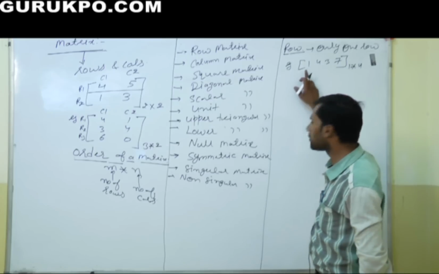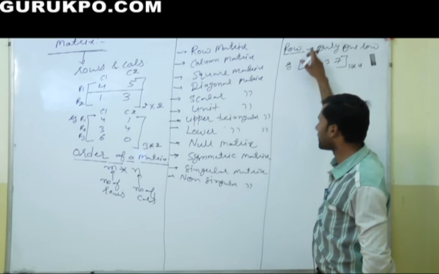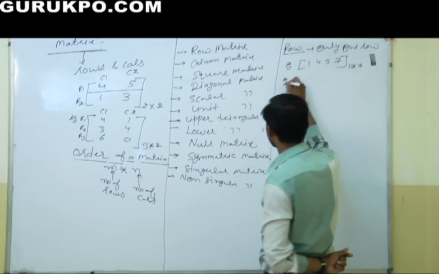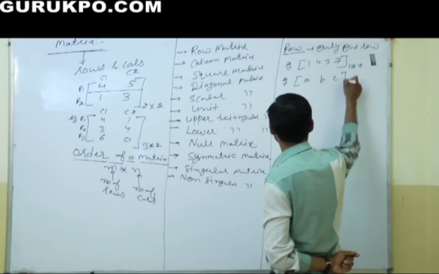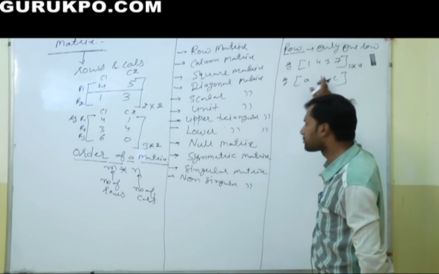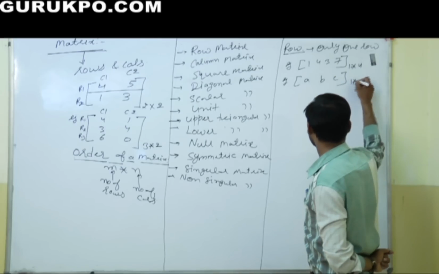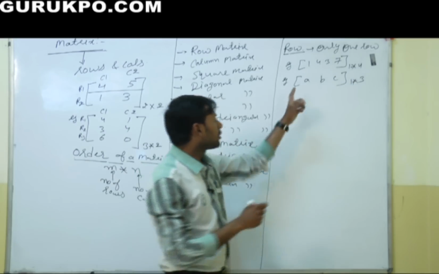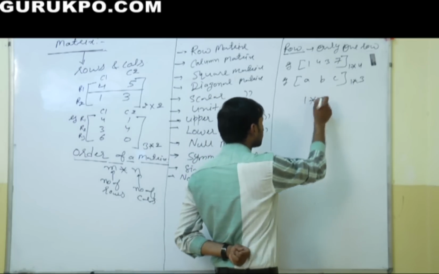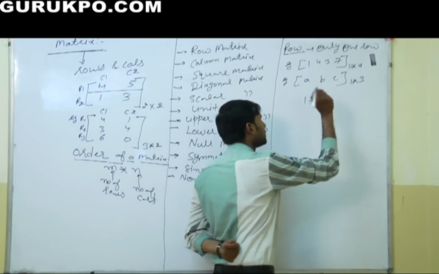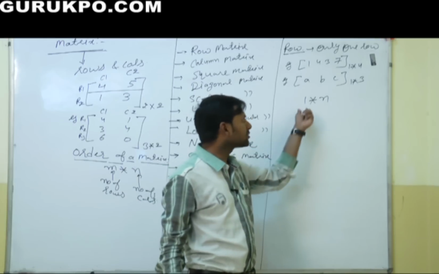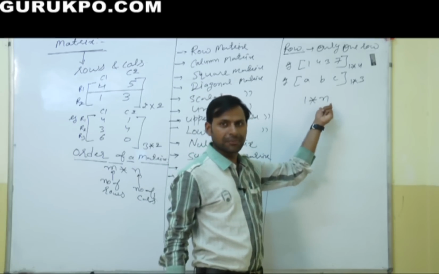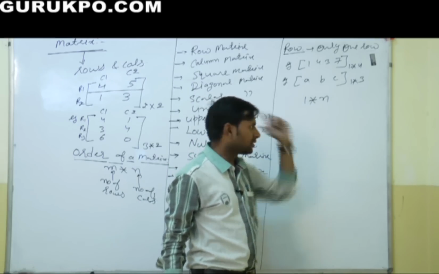So any matrix which has only one row is known as a row matrix, like A, B, C. Number of rows is 1, columns may be anything; here columns are 3. So what is a row matrix? A matrix whose order is of the form 1 cross m is known as a row matrix. Number of rows 1, number of columns may be anything.